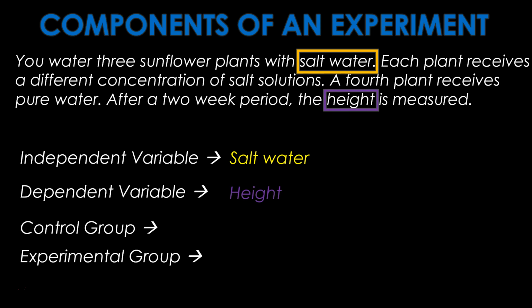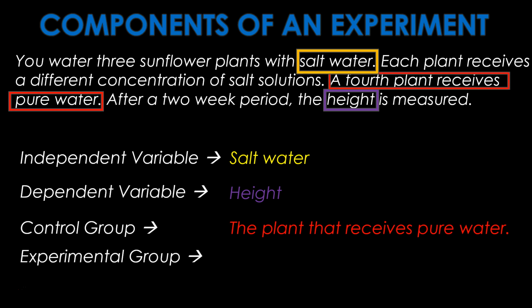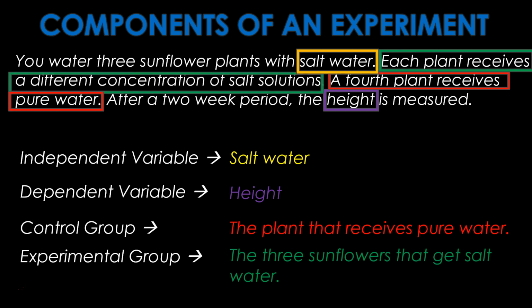Which group would be the control group? The one that doesn't get the experimental treatment. Well, that would be a plant that receives pure water. Lastly, the experimental group, that would be the 3 sunflowers that get salt water.